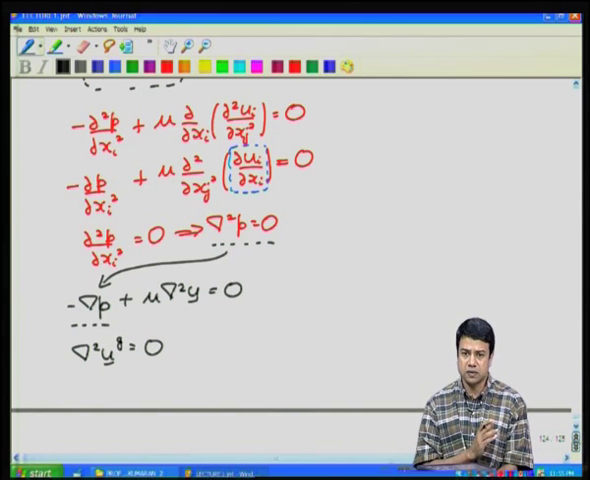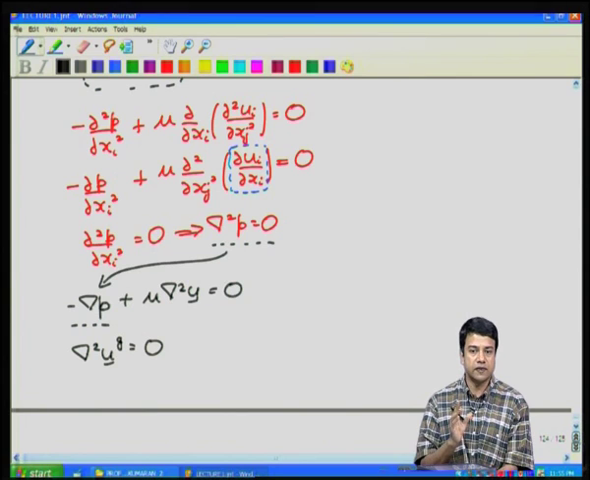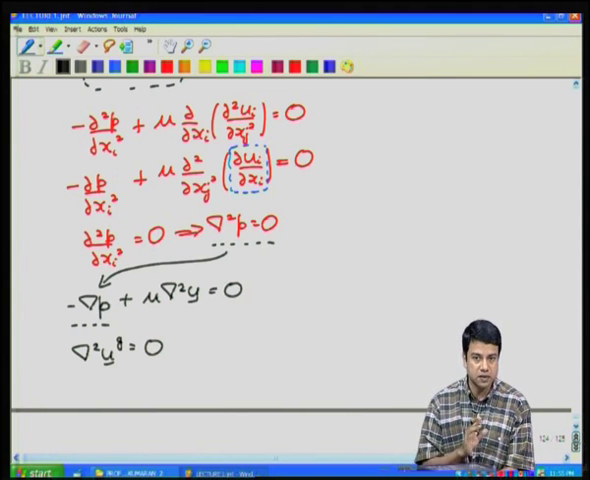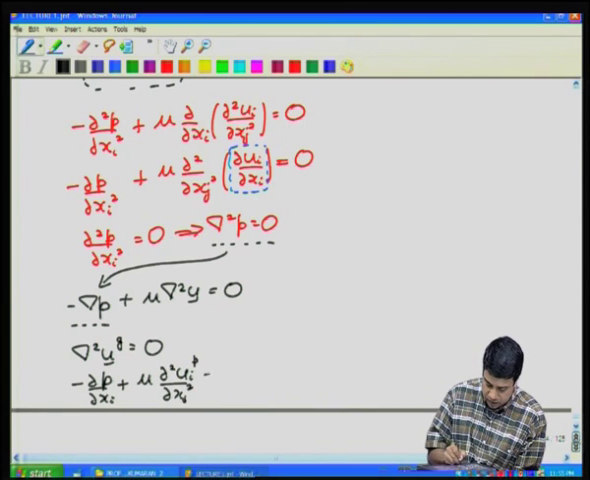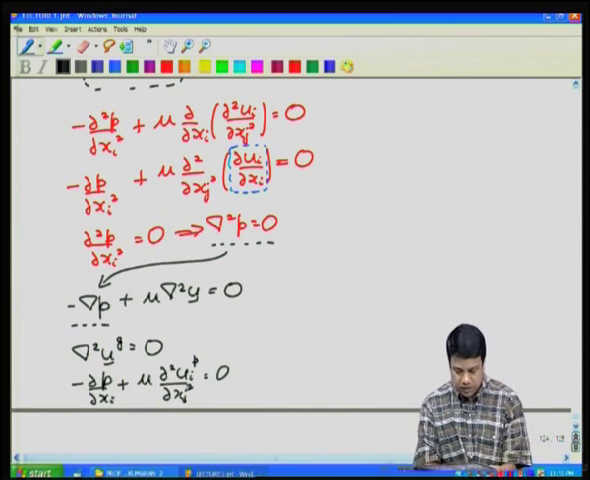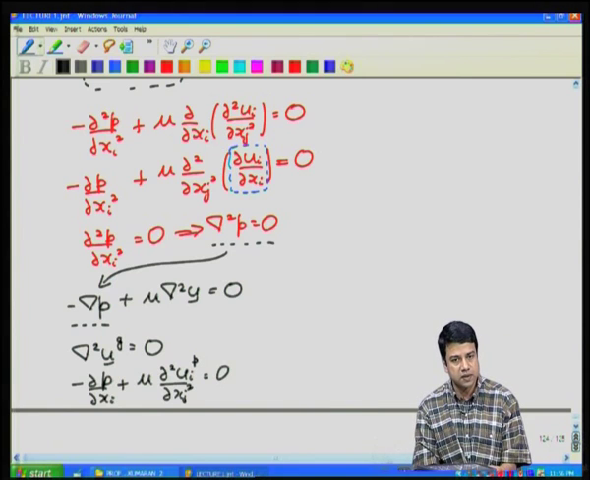Okay. It is any one solution. You can choose any solution. There are no integration constants in that. It is just any one solution that identically satisfies the complete equation. So, the particular solution is one that satisfies minus partial p by partial xi plus mu partial square ui particular by partial xj square is equal to 0. Any one solution that satisfies this equation.